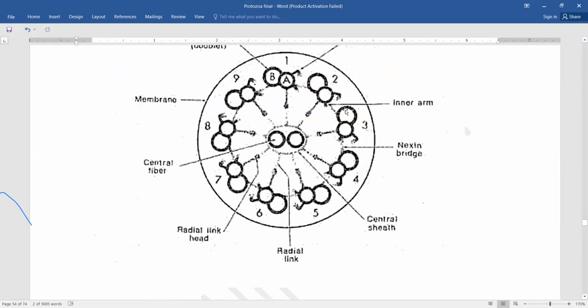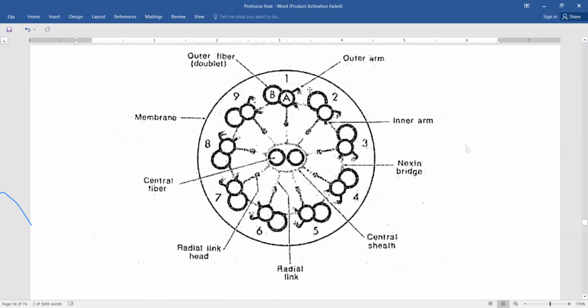These are all peripheral doublets. This one is called A, this one is called B. They are all tubules. Imagine this one is a straw, this is another straw, this is another straw. So all are tubules. They are not rods. These two are also two tubules which are separated, not attached with each other.